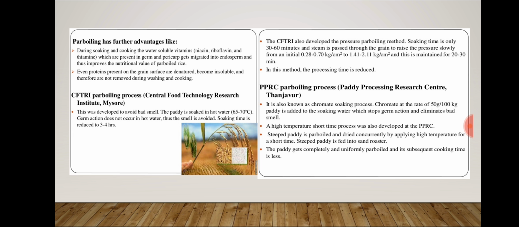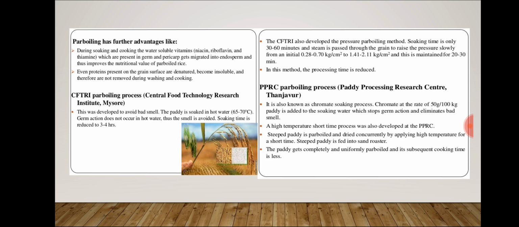CFTRI parboiling process. This process was developed to avoid bad smell. The paddy is soaked in hot water at 65 to 70 degrees centigrade. Germ action does not occur in the hot water, thus the smell is avoided. Soaking time is reduced to 3 to 4 hours.